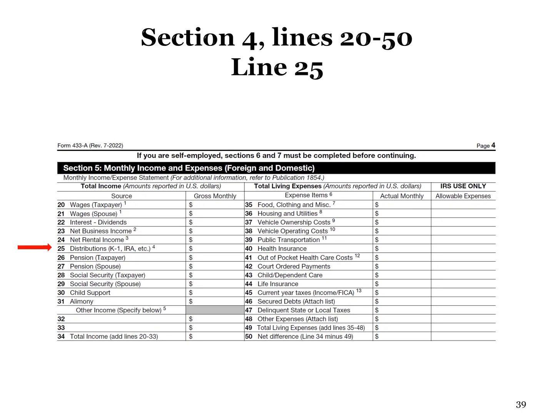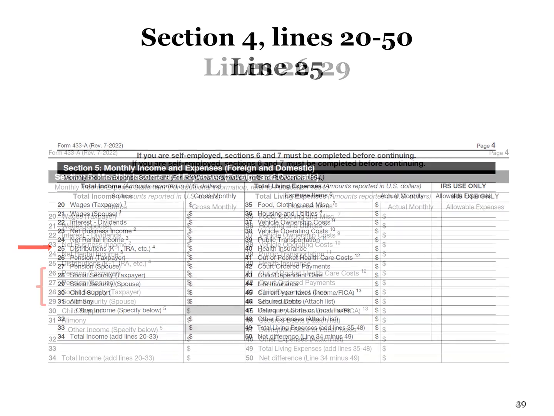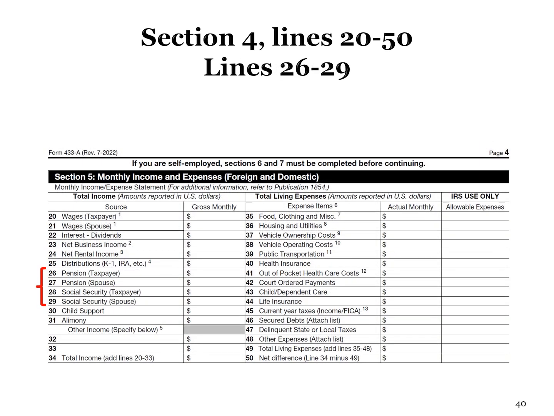You should gather the last 3 months' statements from companies making regular distributions to you. Be prepared to explain to the IRS if you had a one-time distribution which appears on last year's return. Gather the last 3 months' statements showing pension or Social Security payments to you. Be prepared to explain to the IRS if you had a one-time distribution on your last year's tax return.